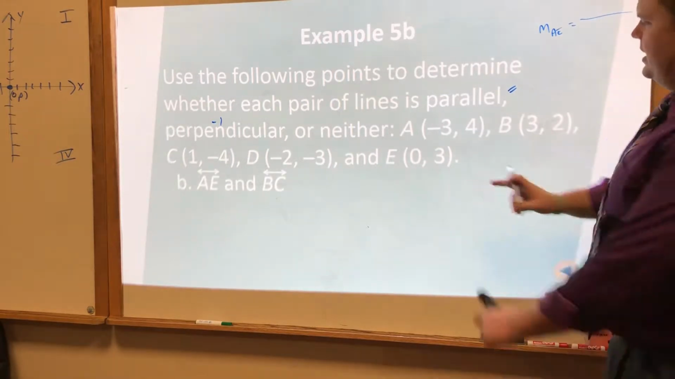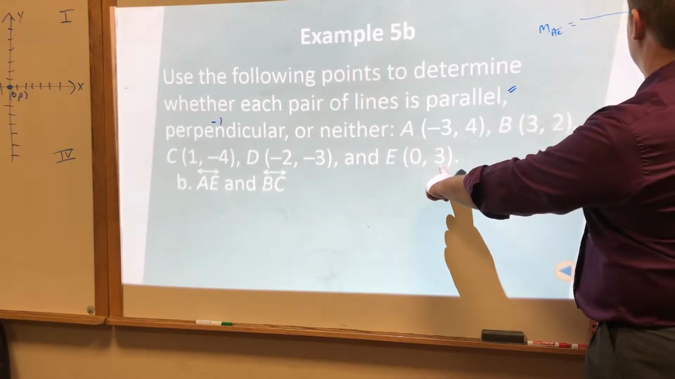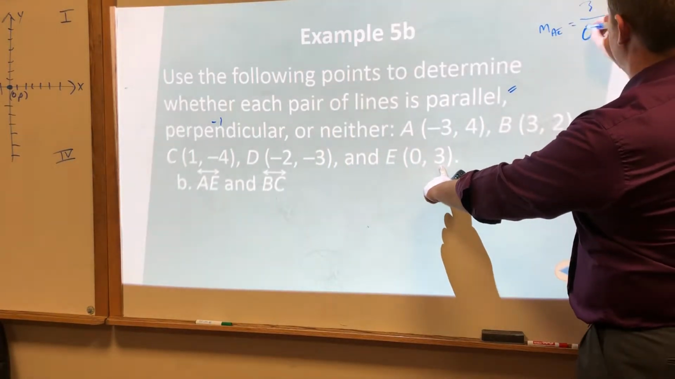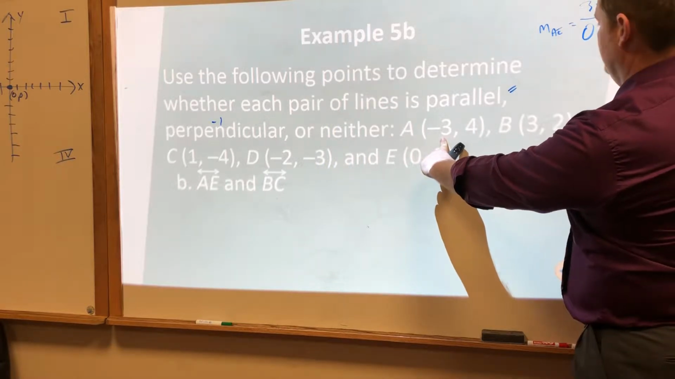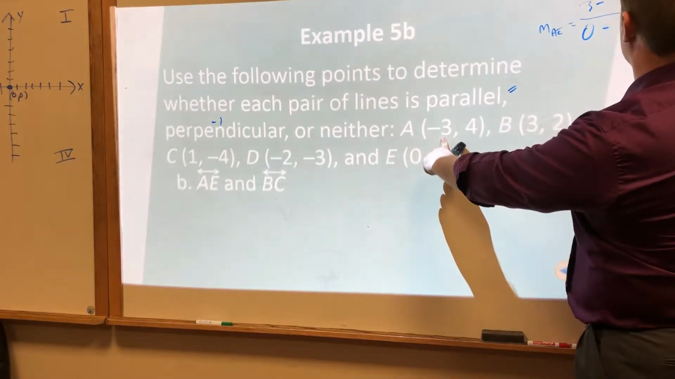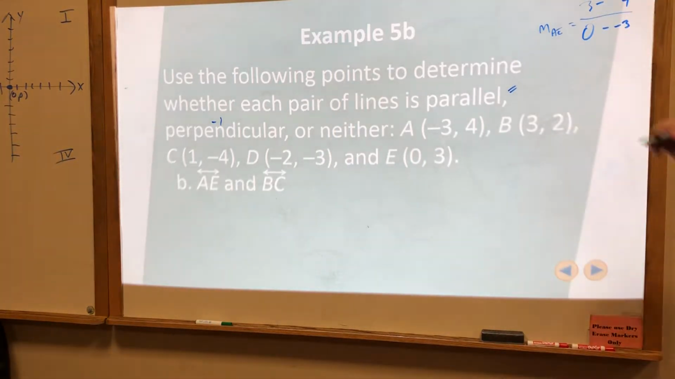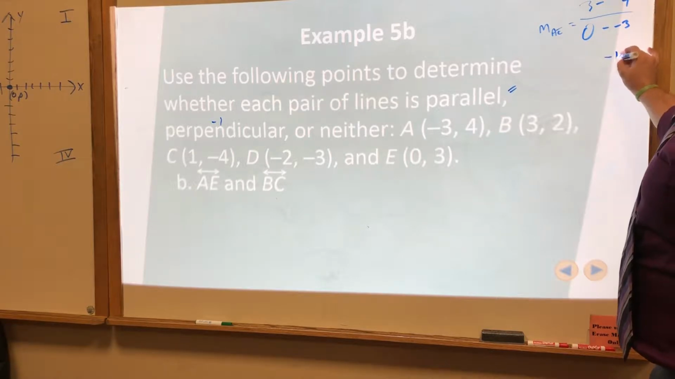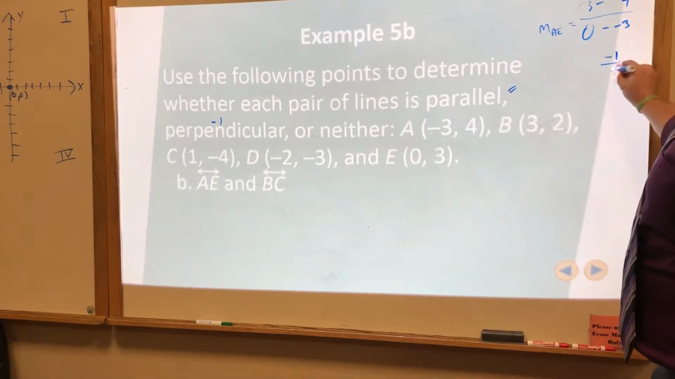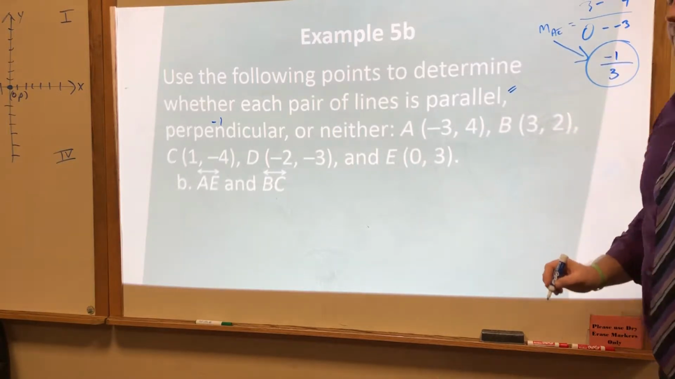So AE, our E is going to be our 2. So it's going to be 3 and 0, minus and minus A, so it's going to be -4, positive 4, and minus 3. So we do the math there on that one. 3 minus 4 is -1, right? And this is a positive 3. So there's our slope of AE.